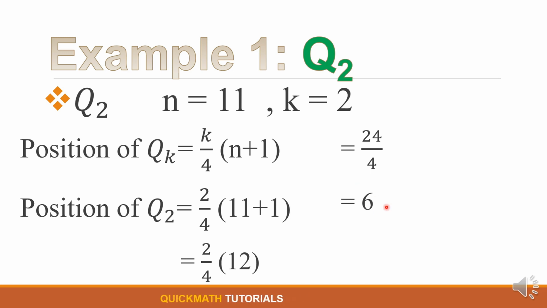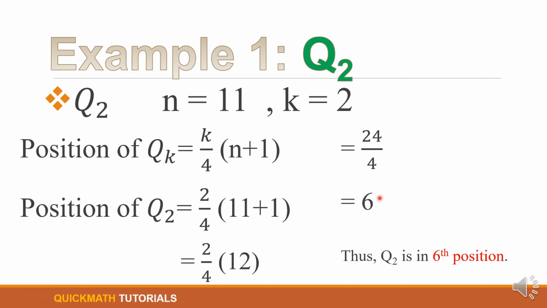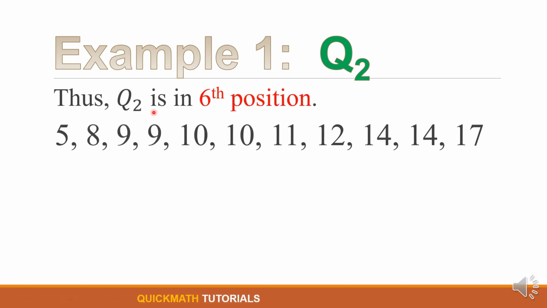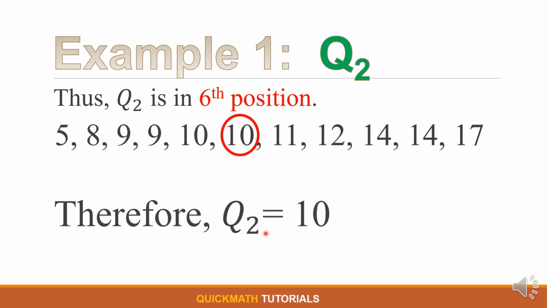Again, 6 is not our final answer. Thus, Q sub 2 is in 6th position. So this is just the position of our Q sub 2. Again, going back to our data, since our Q sub 2 is in 6th position, we will count 1, 2, 3, 4, 5, 6. Therefore, our Q sub 2 is equal to 10.